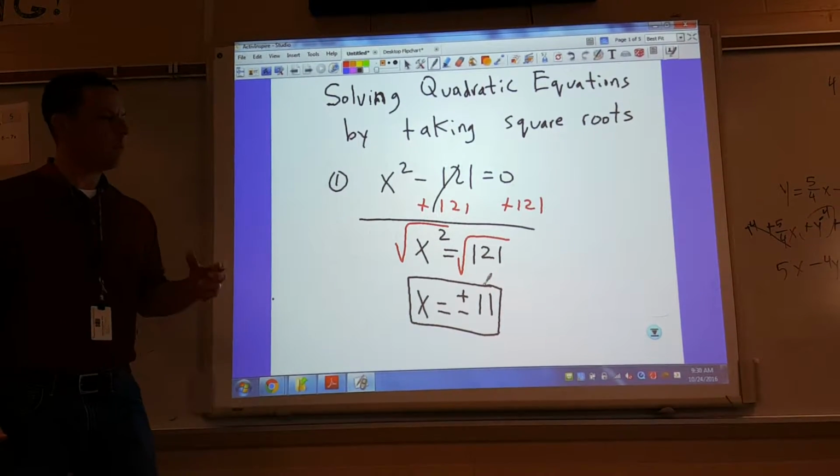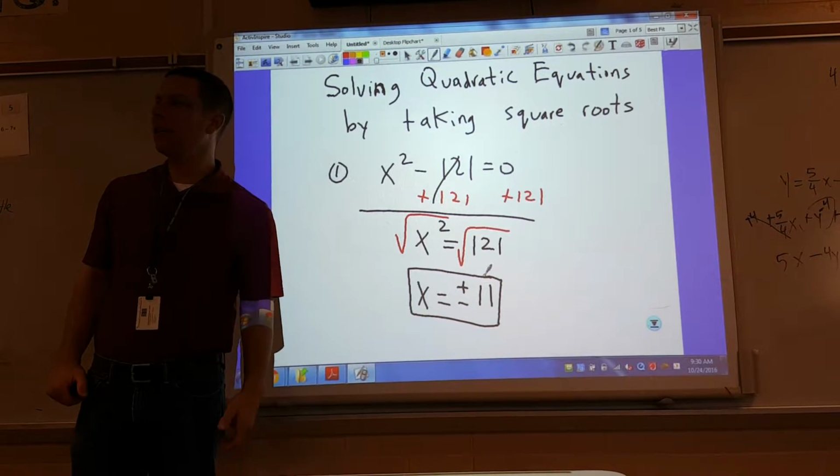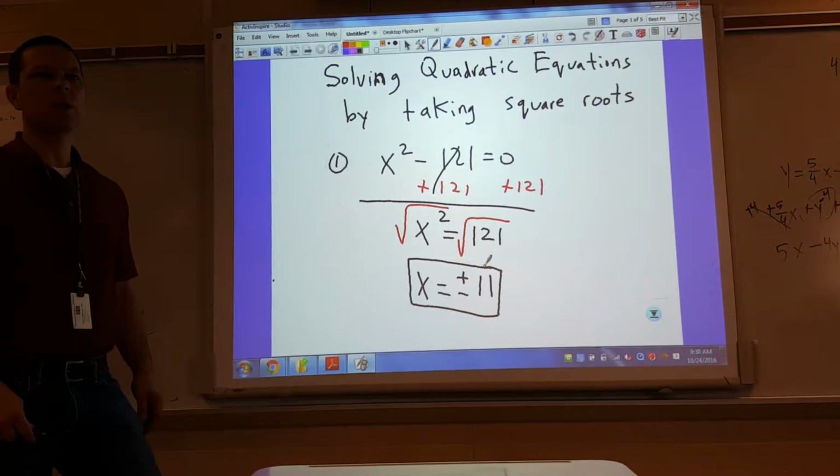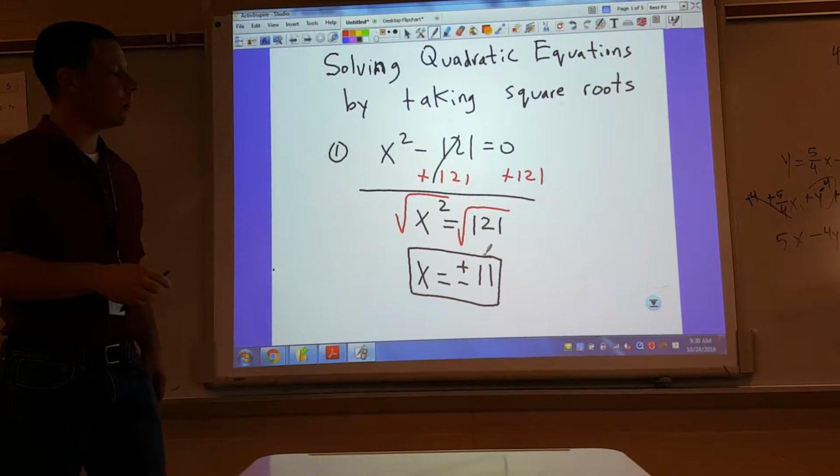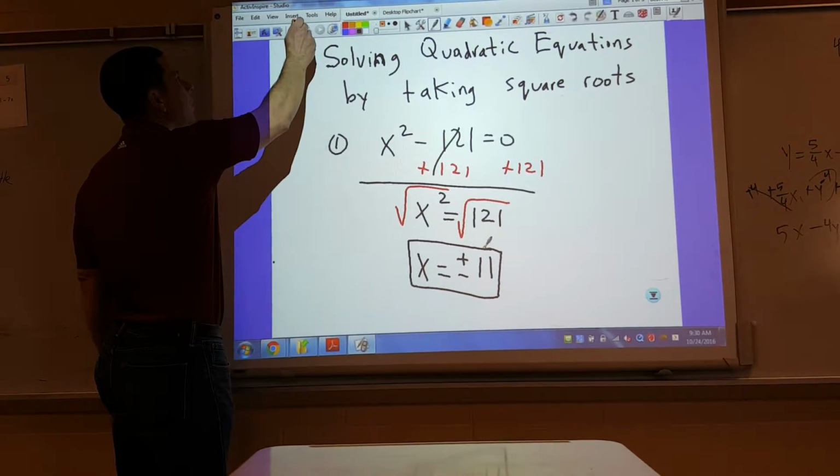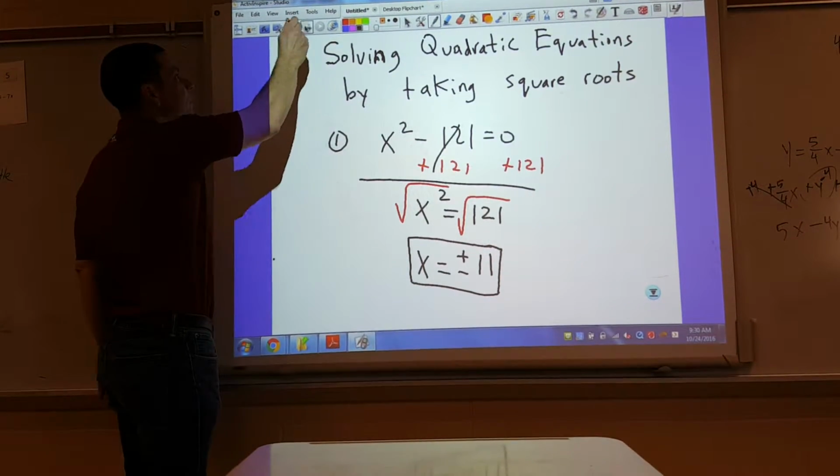So the main focus needs to be isolating that square term. Once you have that square term isolated, then you can take the square root of both sides and go from there. All right, number two.